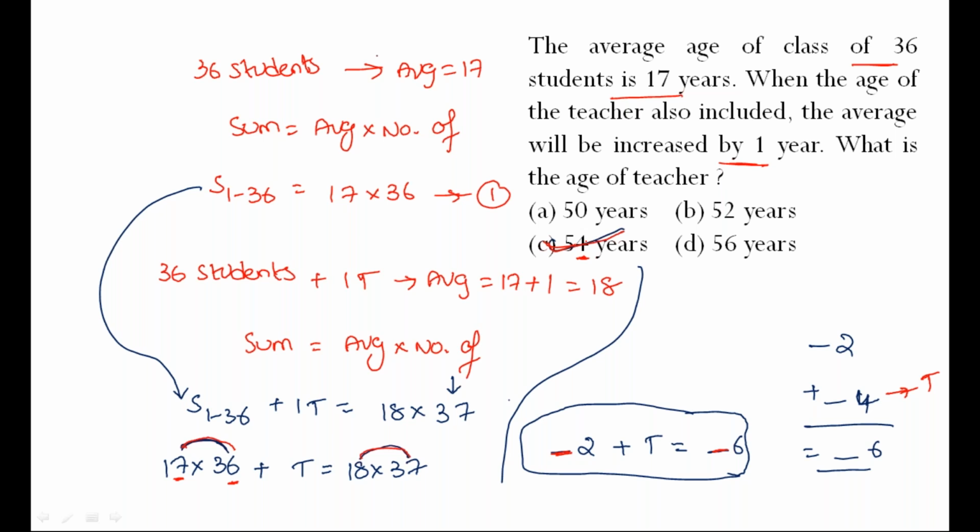Yes, sir. 54 is the only option which is ending with 4. Ending with 2 plus something ending with what I have to get is 4. Then only we'll get ending with 6 when adding. So teacher age must be ending with 4. Only one option available which is ending with 4 is 54. Is it clear? Yes, sir.